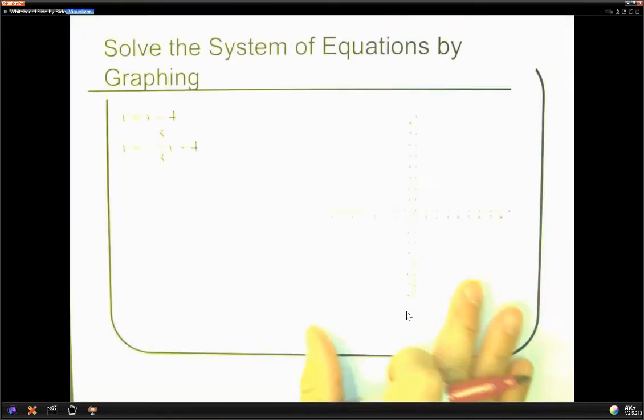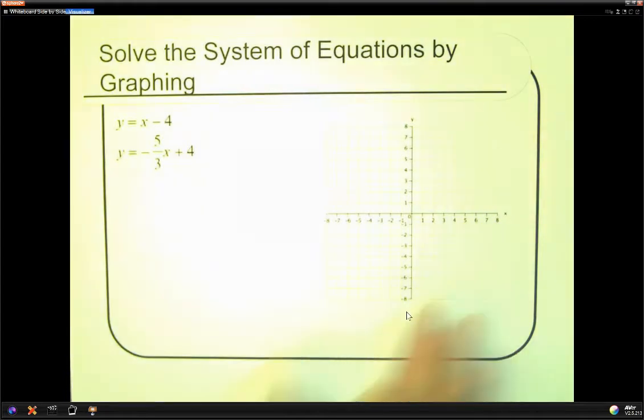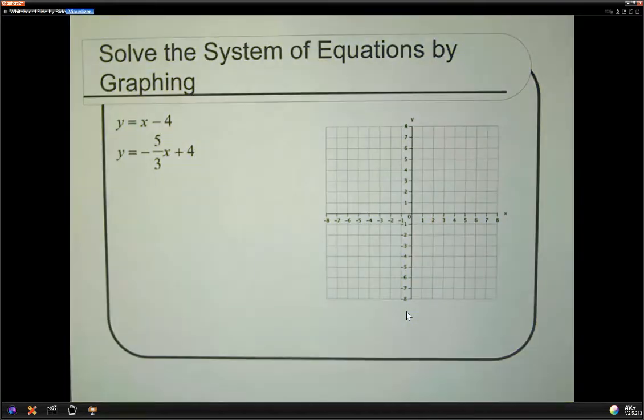So now we're going to change it up a bit. This time we're going to be given systems of equations, and they want us to solve by actually graphing. So in the previous one, we were given the graphs and asked for the solution. Now we're given the equations, and we need to solve by graphing.